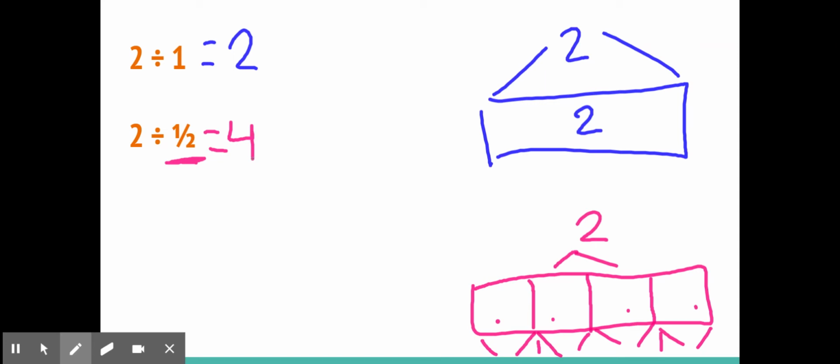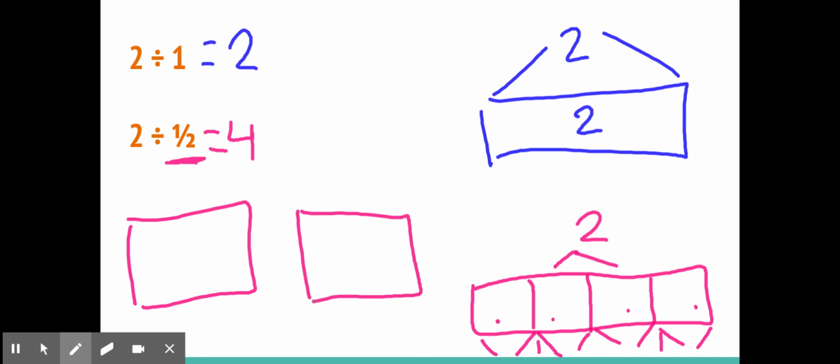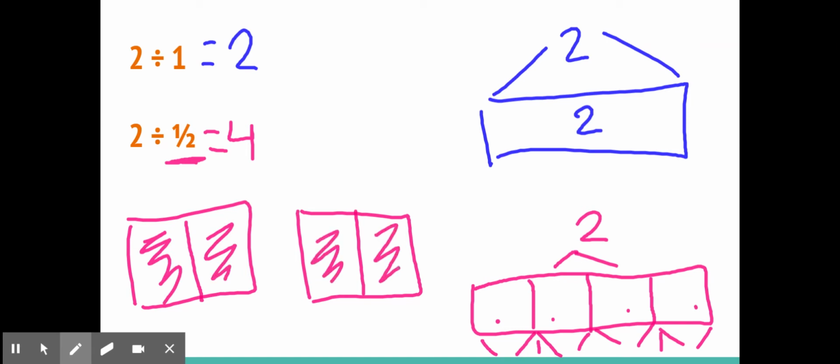So if I have 2 pans of brownies, we can even think about it this way. If I have 2 pans of brownies and I'm splitting them into halves, here's 1/2, here's 1/2, here's 1/2, here's 1/2. How many halves did I make? Well, I made 4 halves.